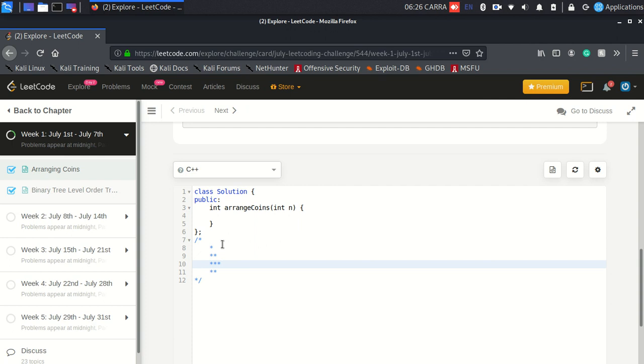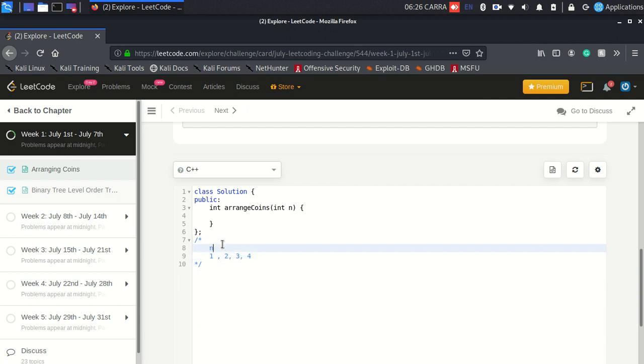So how do we do that? That's a very straightforward question. Given an n, I have to find how many complete rows I can make. Now if you follow one pattern, the pattern is something like this. In the first row I'll have 1 coin, in the second row I'll have 2 coins, in the third row 3 coins, in the 4th row 4 coins.